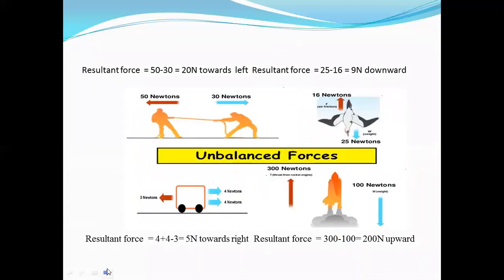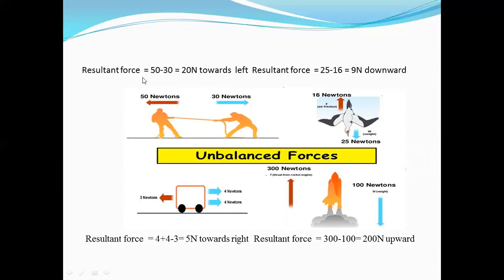Next are the examples for unbalanced forces. In the first example, we can see that there are two persons pulling the rope towards each other. The first person pulls the rope towards right with a force of 30 newtons. And the second person is pulling the rope towards the left with a force of 50 Newton. So what is the resultant force over here? It is not zero. If the resultant force is not zero, then the forces are said to be unbalanced.